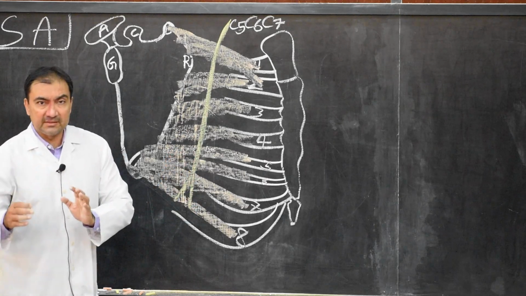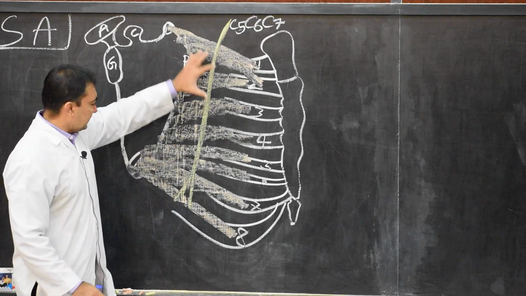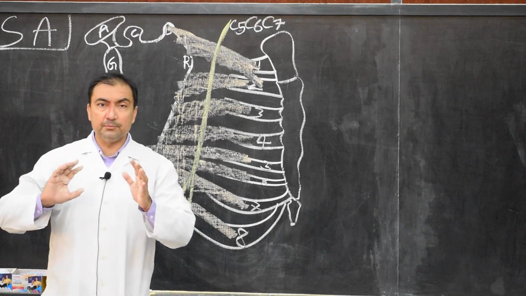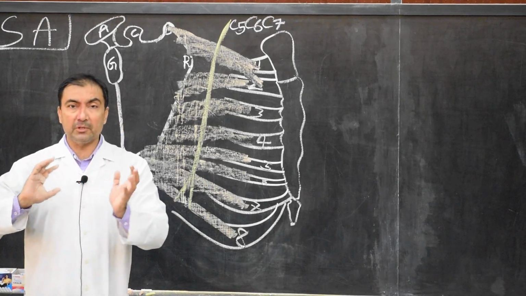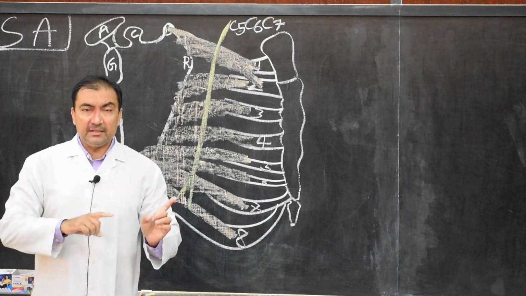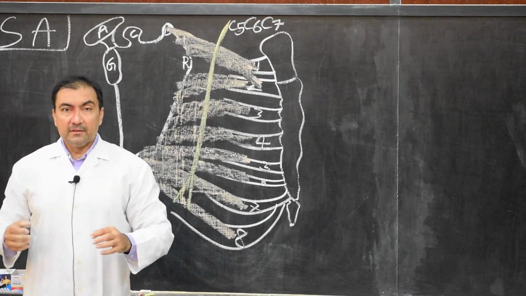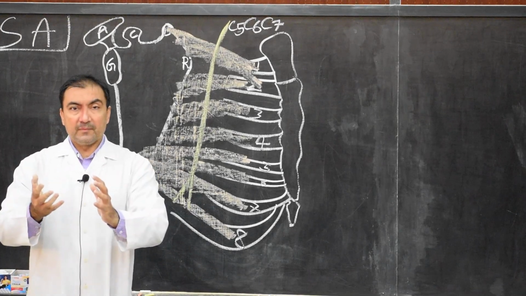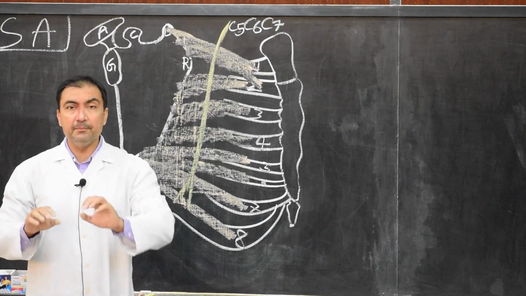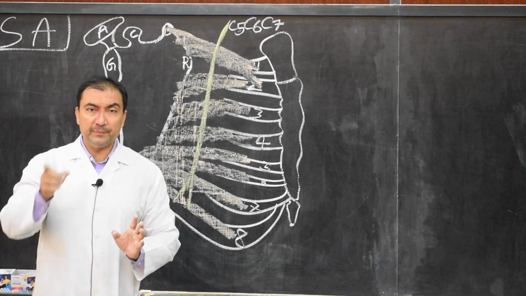Then we come to the actions, which are very important. The first action: the entire serratus anterior, along with pectoralis minor, acts in protraction of the scapula around the chest wall, that is in pushing and punching movements. That is the main action of serratus anterior along with pectoralis minor.